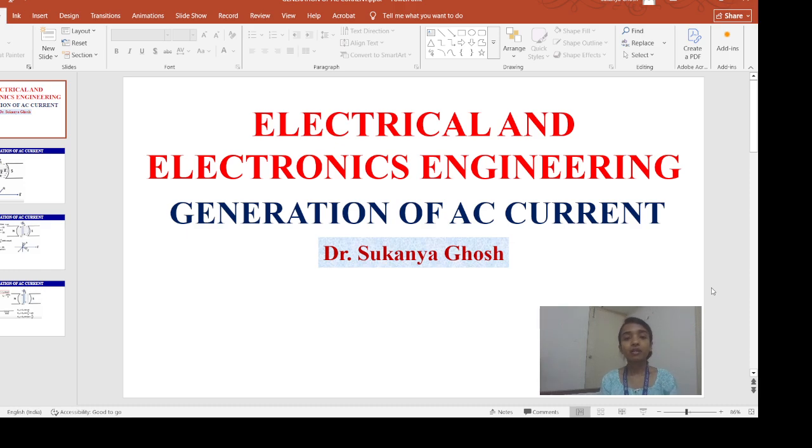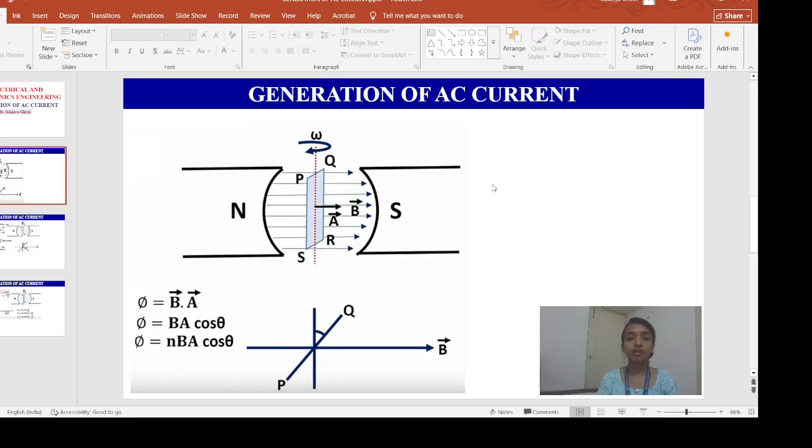Welcome back everyone. Today we will discuss the generation of alternating current. So in this diagram we can see a permanent magnet with north pole and south pole.